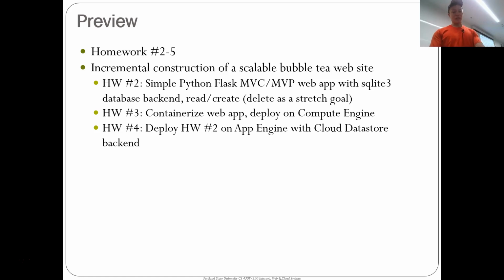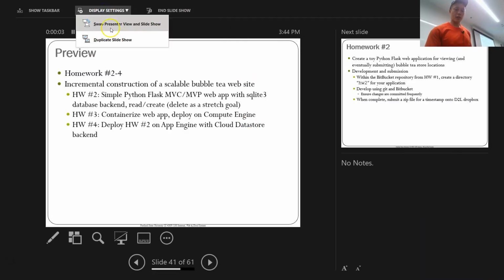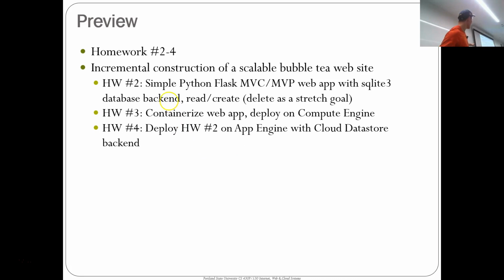I fixed this, but Google Drive has always given me the older version. So yeah, that should be a 4. So yeah, full-on server-based implementation, number 2, and then container version, and then a serverless version, number 4.